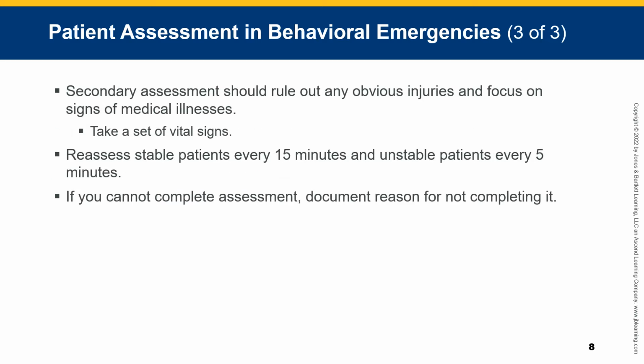The secondary assessment should rule out any obvious injuries and focus on signs of medical illness. Take a set of vital signs. Tell the patient what you're doing each step of the way. Reassess the patient every 15 minutes for a stable patient and every 5 minutes for an unstable patient. In cases where you cannot complete the assessment, document the assessment findings and the reason for not being able to complete all the steps.